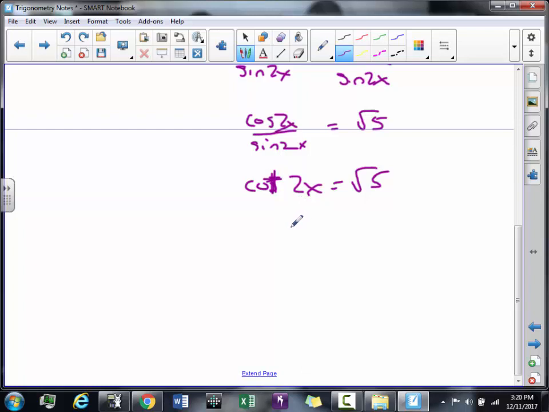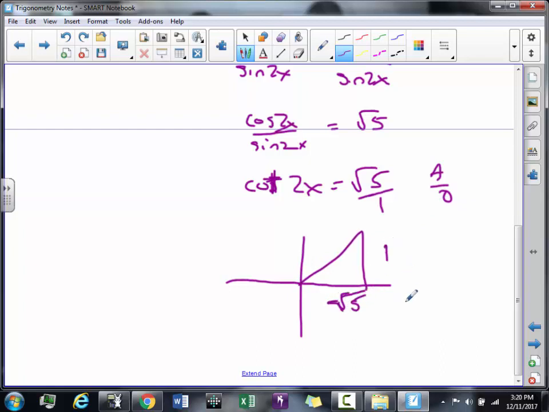You see that one on the sheet? Okay. I'm going to do one more thing. I'm going to make it root 5 over 1 though. Here's why. What is cotan supposed to be equivalent to? Okay, I'm going to plot that. So the adjacent is root 5. The opposite is 1.